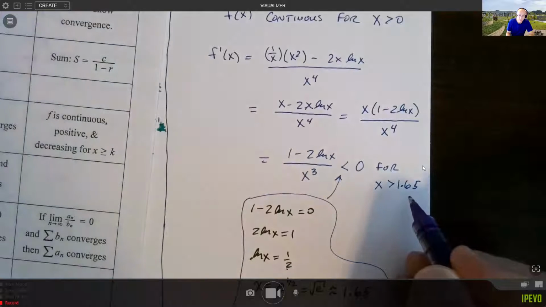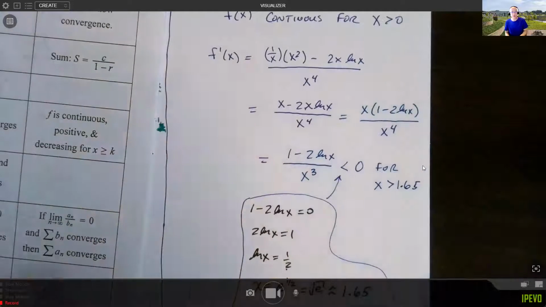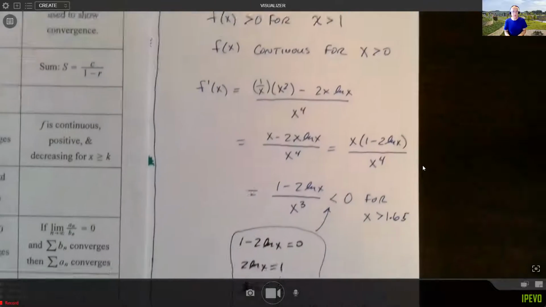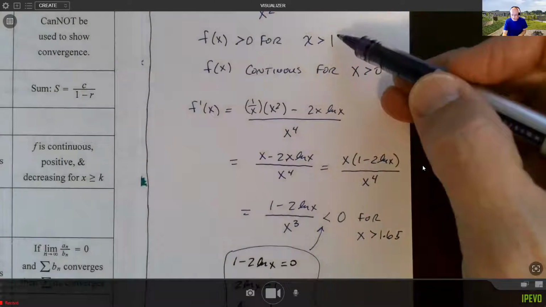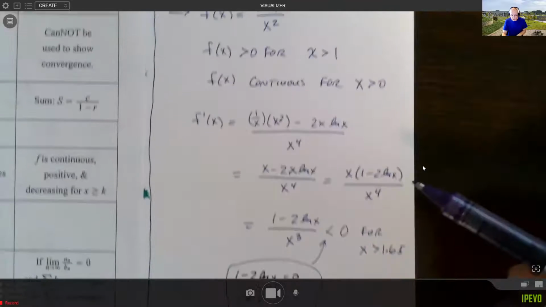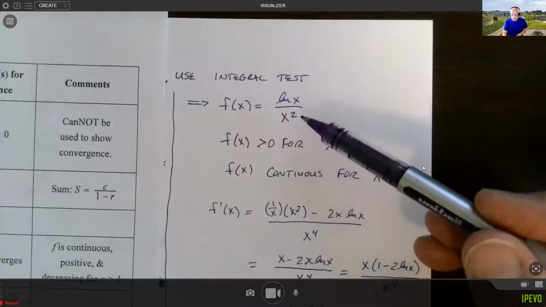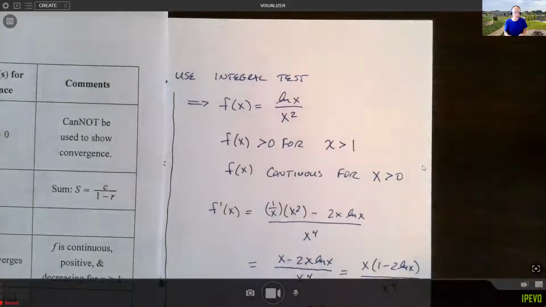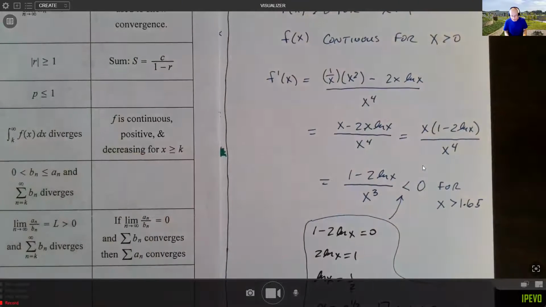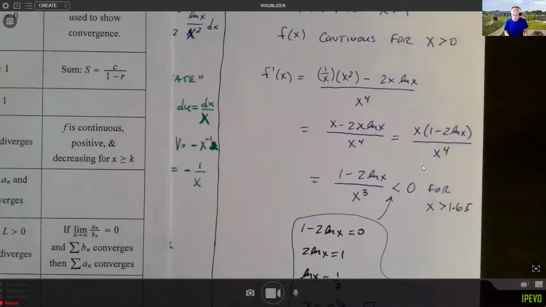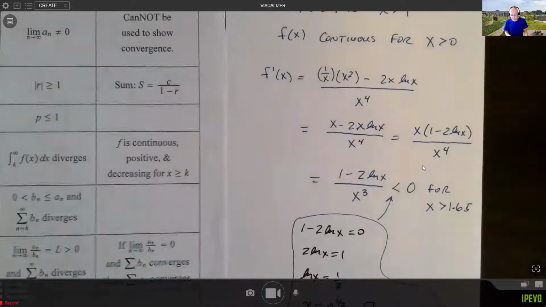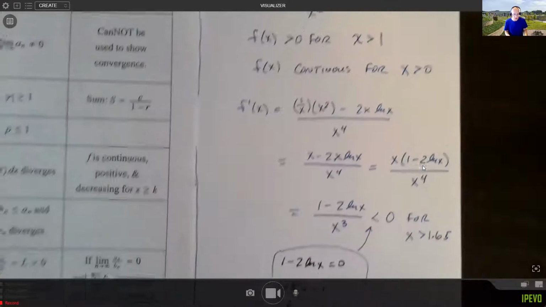And so since the derivative is negative, the function is decreasing. So all that being said, for x greater than or equal to 2, because that certainly subsumes 1.665, we have the function being continuous, positive, and decreasing. Which is what we need to be true. Again, you could have skipped all that, but I just wanted to make sure you're clear on that. That's an important part of the integral test, and we know that assumptions do matter.